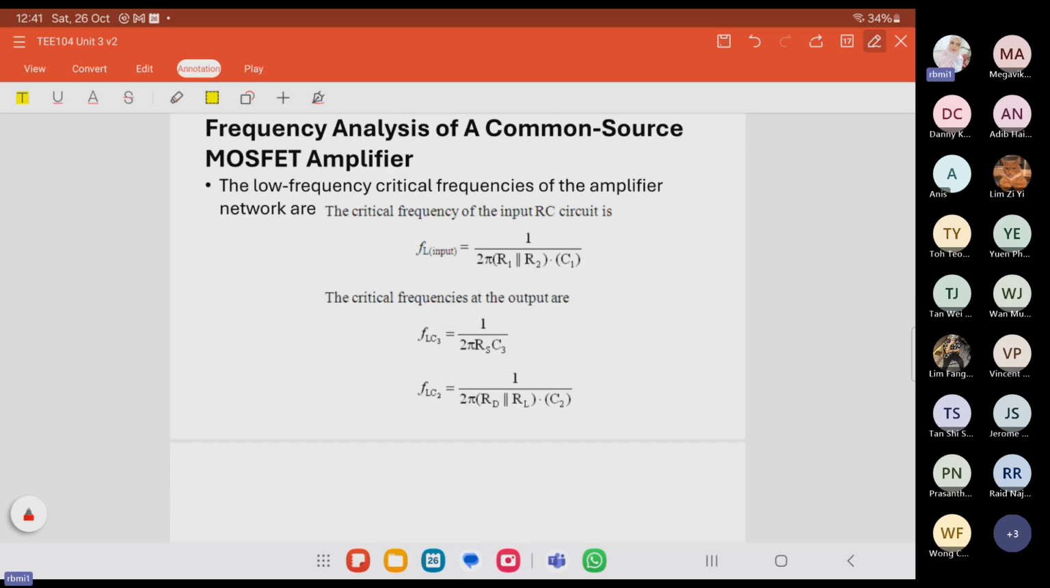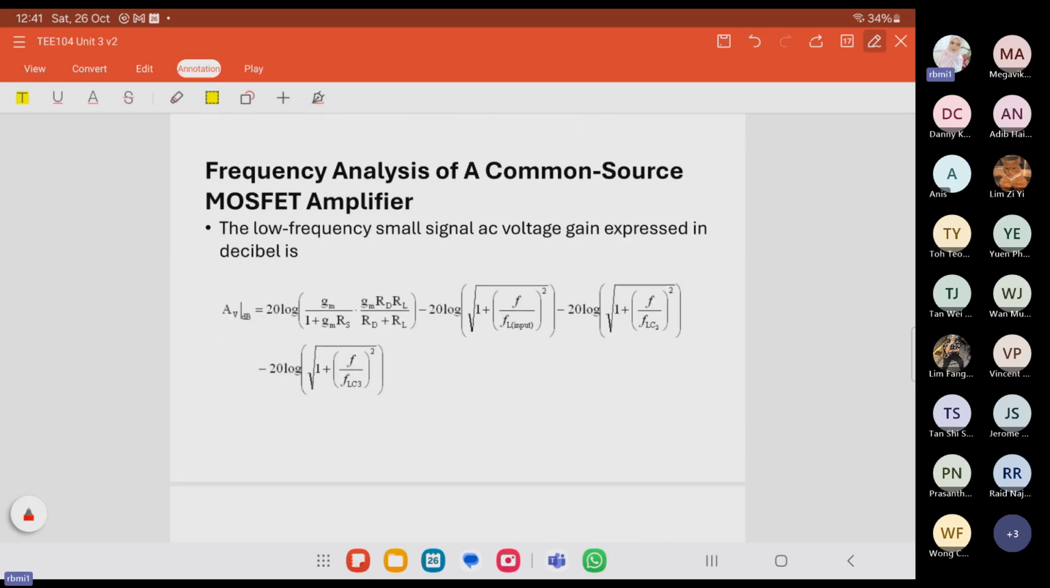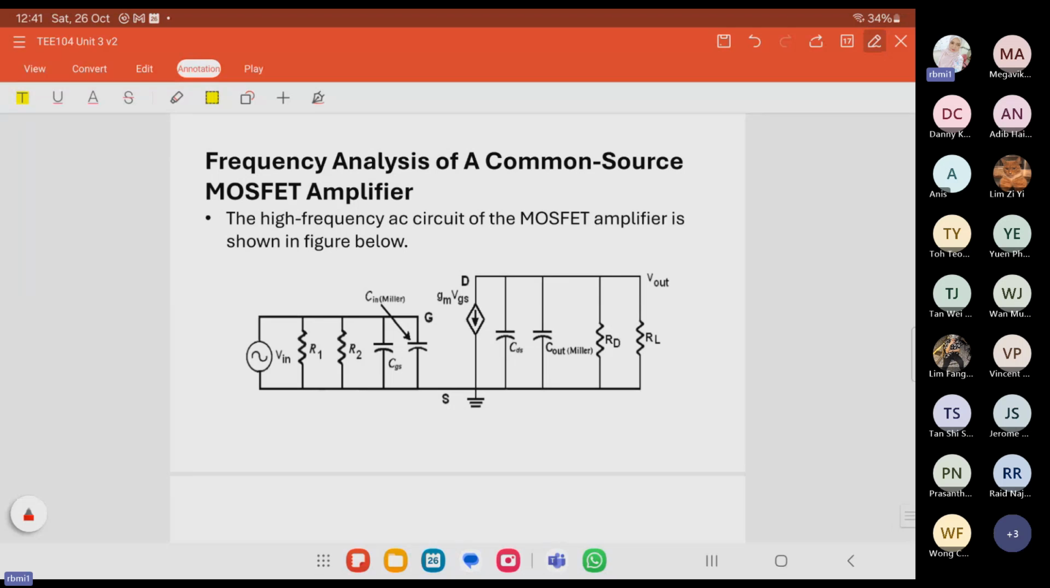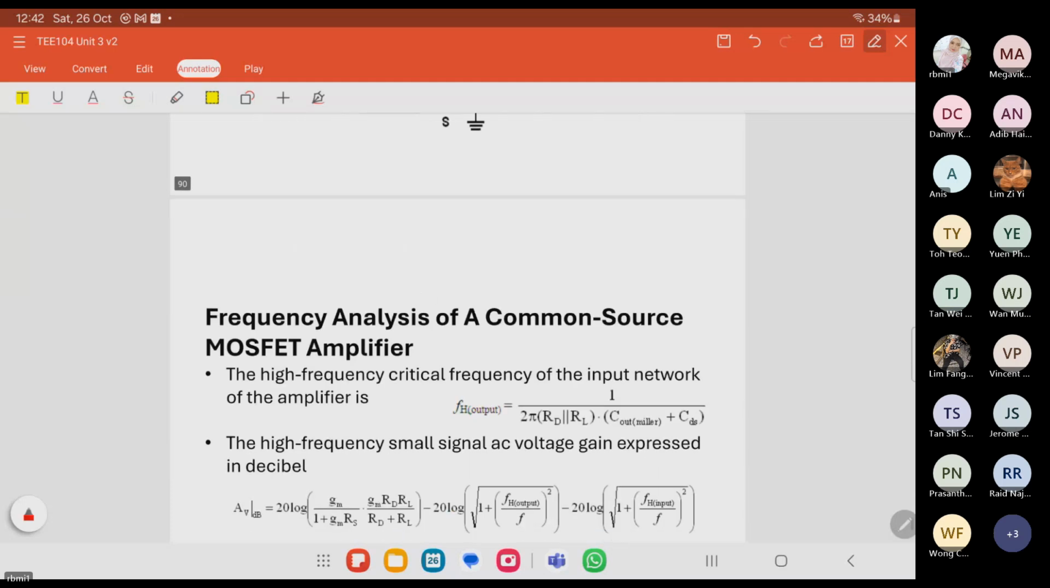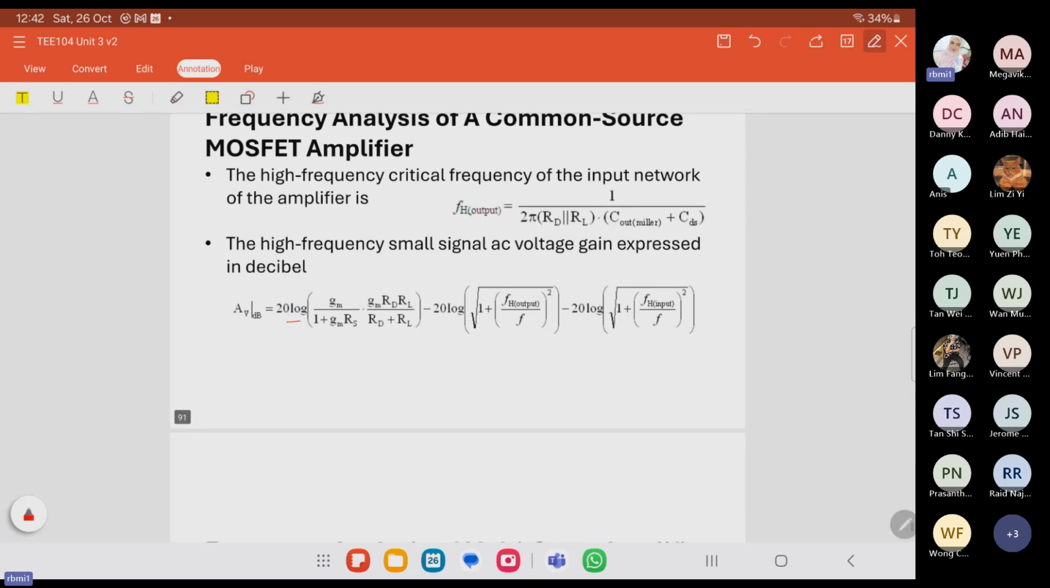It is due to capacitors C2 and C3 of the critical frequency in the RC network. This is for low frequency, knowing the low critical frequency of the amplifier circuit, and take 20 log to get the value in decibels. Okay, this is the high frequency AC equivalent circuit. For high frequency, we must take into consideration the C in Miller at the input and C out Miller at the output. This is the expression for the high frequency small signal AC voltage gain in decibels, knowing the high critical frequency of the amplifier circuit, 20 log in decibels for the voltage gain.